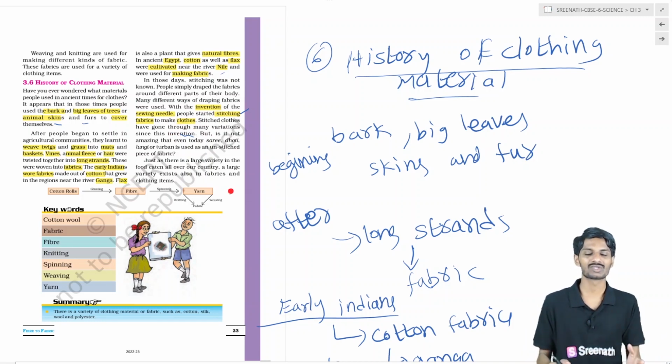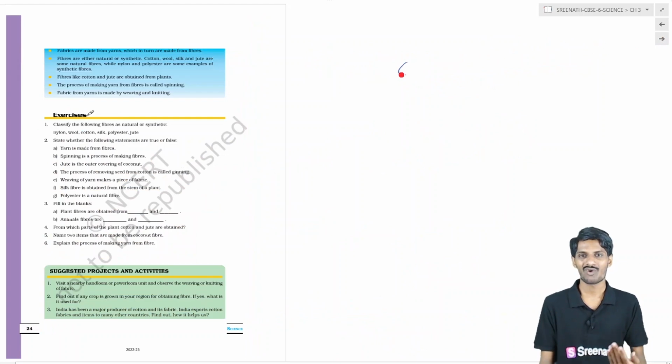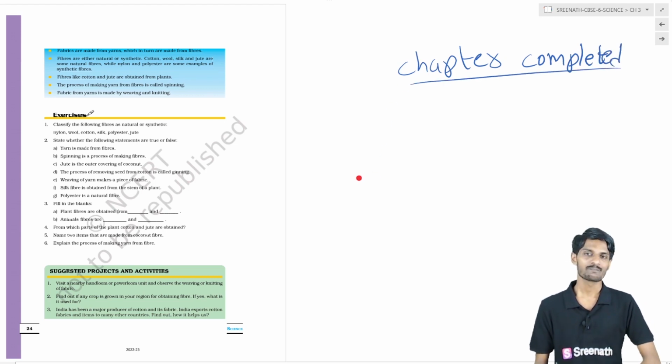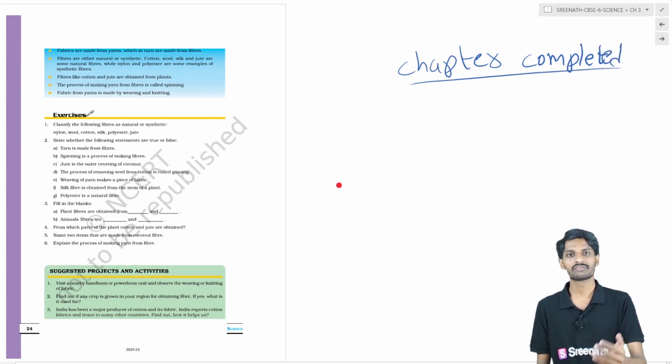So this is all about your present chapter, students. Finally, our chapter is completed. It has 6 topics. We have successfully completed it. Please feel free to comment below if you have any doubt.